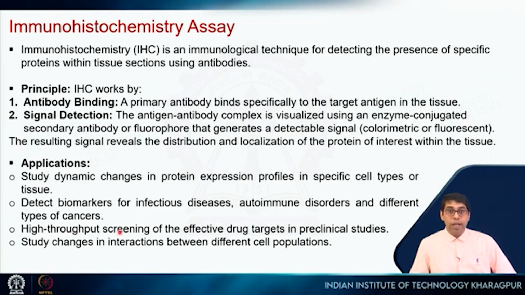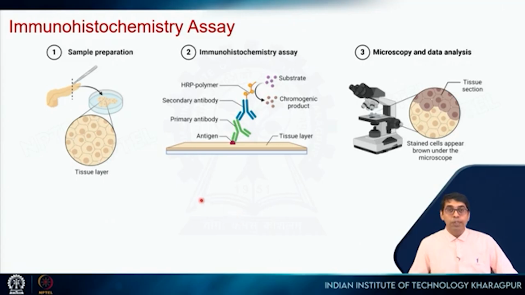You can use it for high throughput screening of drugs, and you can study interaction between different cell populations. So this is how it looks. Let's say you have this organ, and there are instruments like a microtome which can be used to create very thin slices of this tissue, right? So this is your tissue layer, and then you go through the same steps.